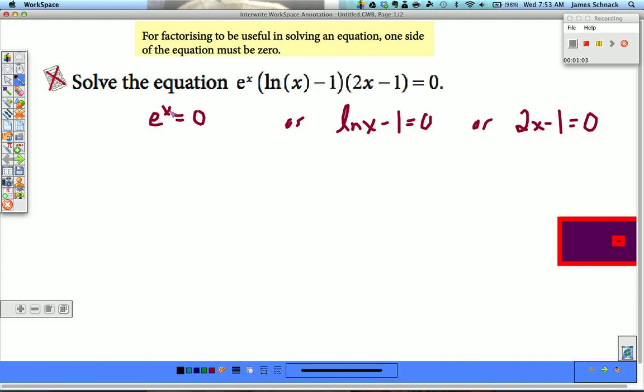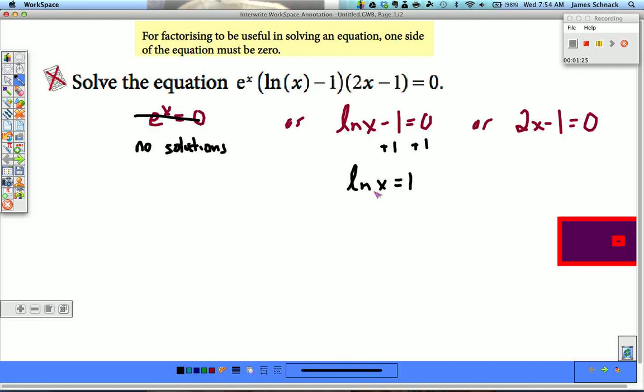Alright, so e to what power is 0? Well, nothing. We can't raise e to a power and get 0. So this one gives us no solutions. Nothing to worry about there. This one, we add 1 to both sides. Natural log x equals 1.